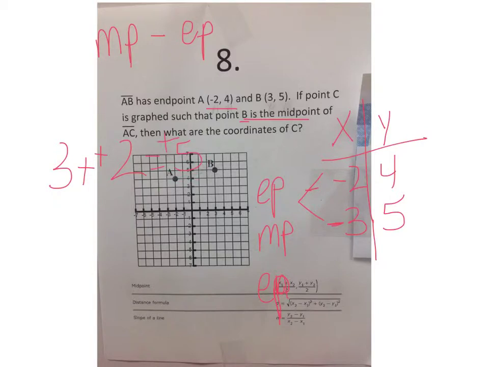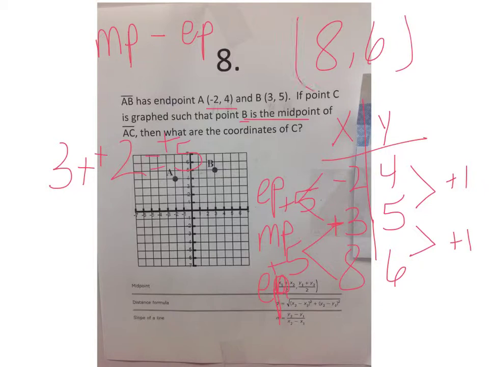So that's a positive 5, so that means we added 5 to get from here to here. This is a plus 3, so now we're going to add 5 to our 3, and we get 8. Here, 4 to 5 is adding 1, so we're going to add another one, we get 6. So our other endpoint would be at 8, 6.